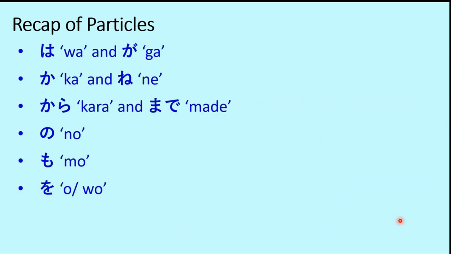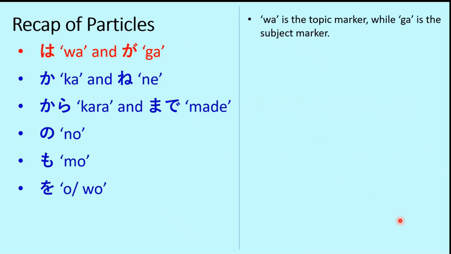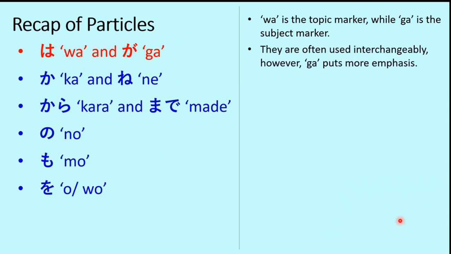As usual, we will start with a quick recap of the particles we have done so far so that you get reminded of all those and the differences between these particles. So first one is wa and ga. Wa, as you know, is the topic marker while ga is the subject marker. They are often used interchangeably. However, ga puts more emphasis.